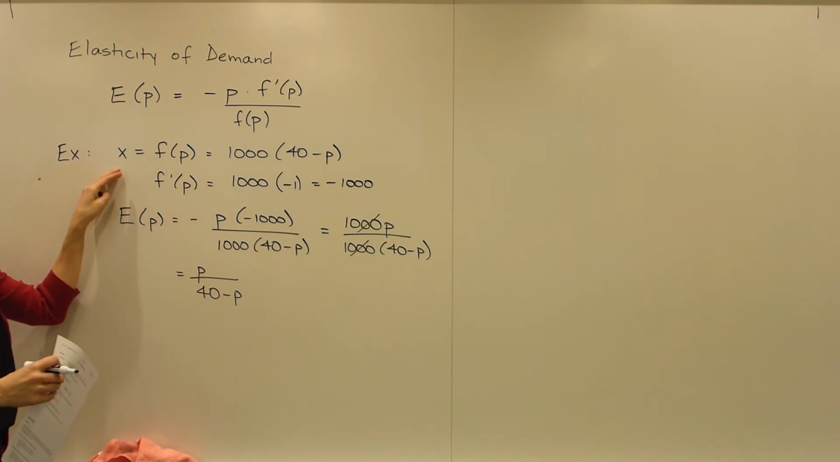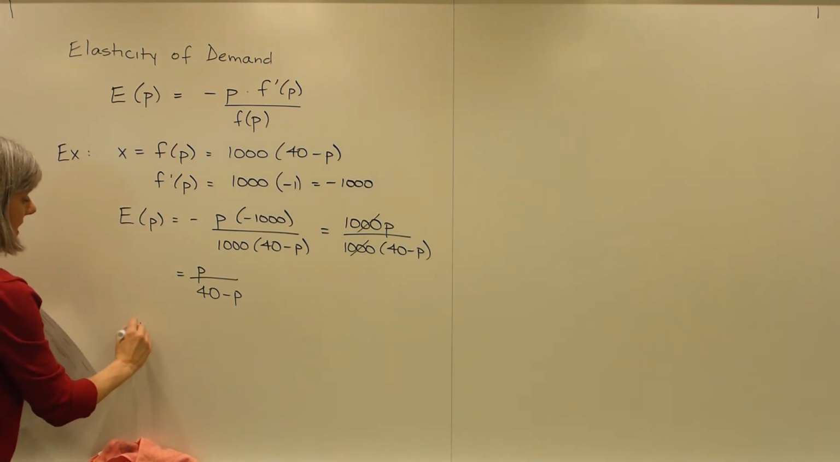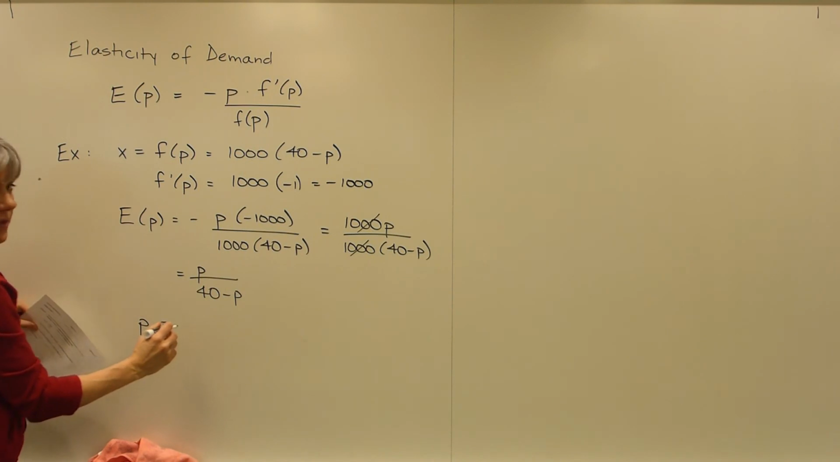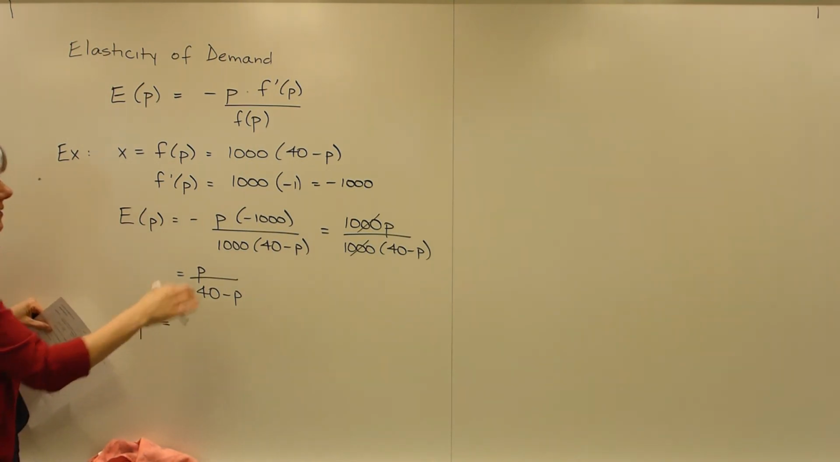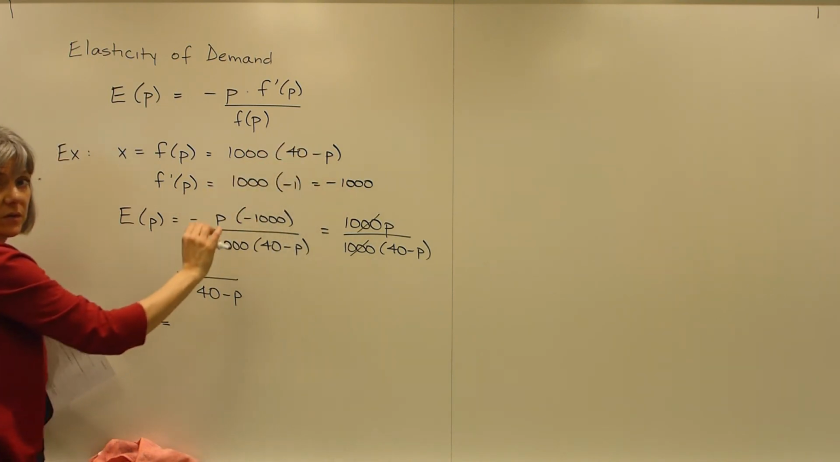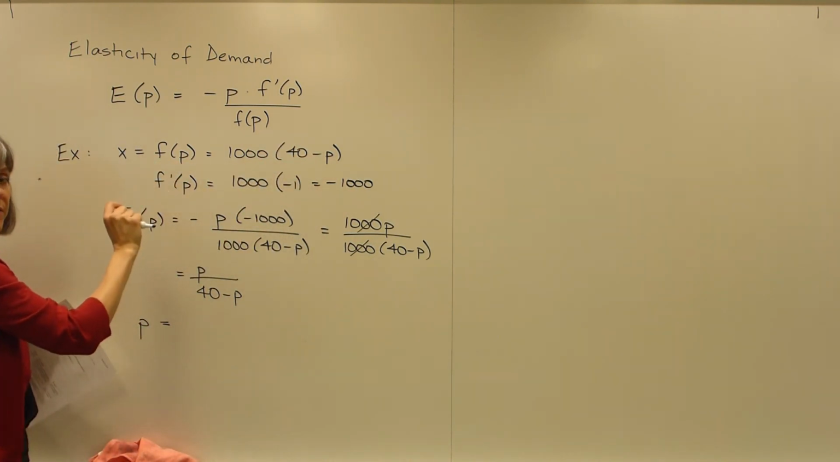What happens if you don't start with this? What happens if you start with P equals something or other X? That's okay. If you start with P equals, you just need to solve for X. P needs to be your variable here. So you want a function of P.